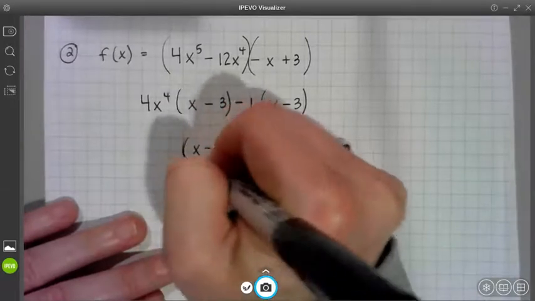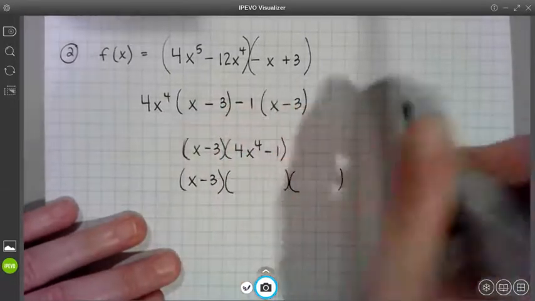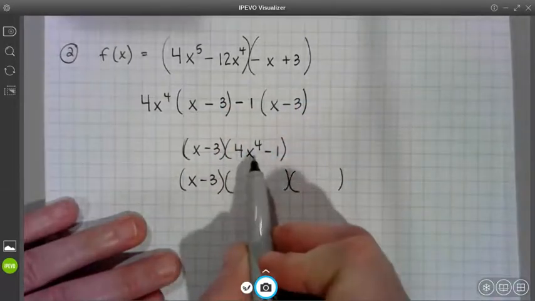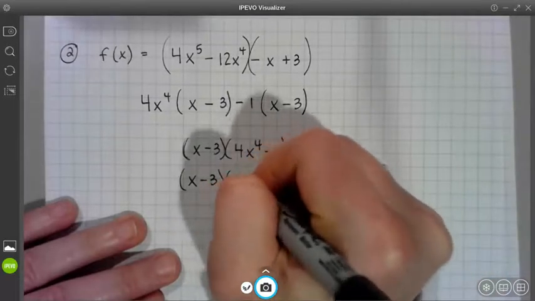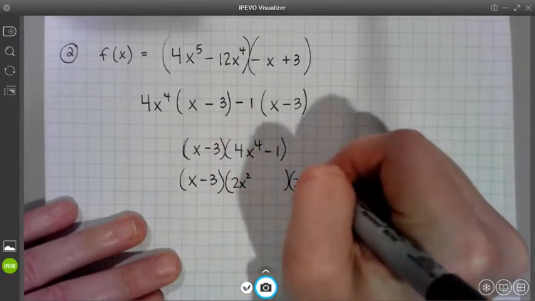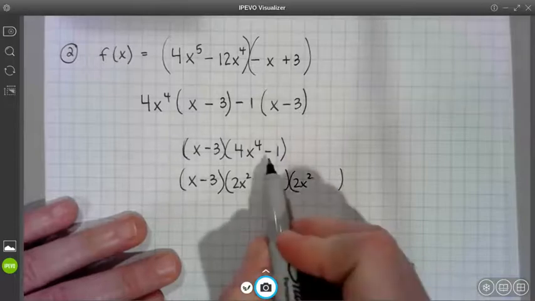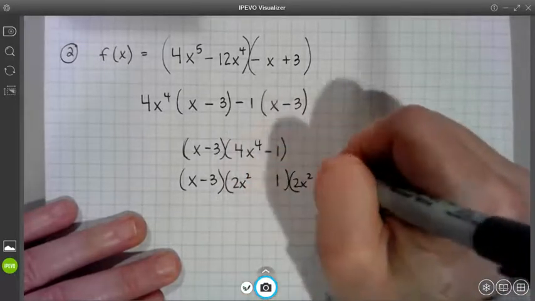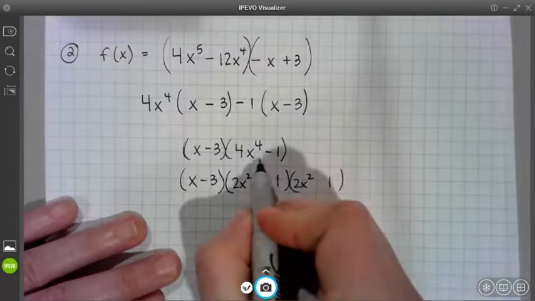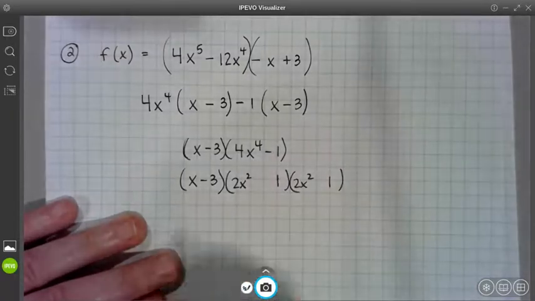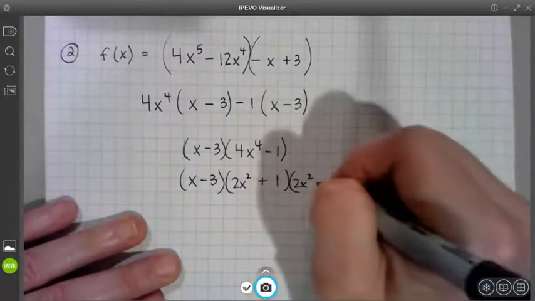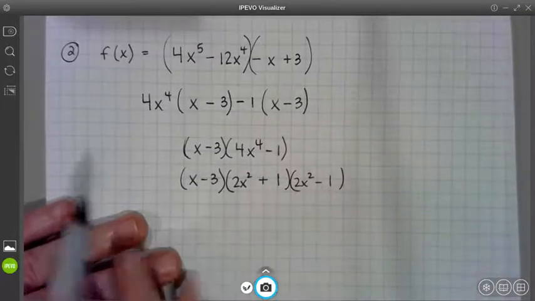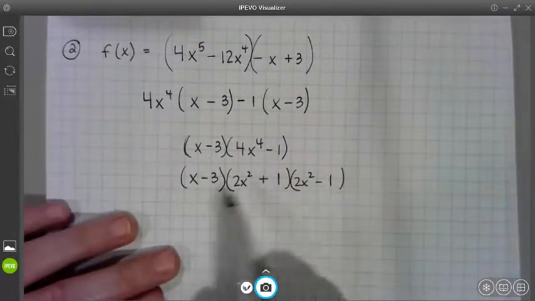x minus 3 comes down. This factors again. What times what gets me a 4x to the 4th? A 2x squared and a 2x squared. What multiplies to negative 1, a 1 and a 1, and then my middles have to add up to 0 x squareds in the middle. That's going to be a positive and a negative. Right, the difference of two perfect squares. So now I have all my factors.